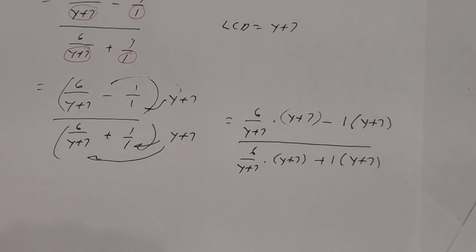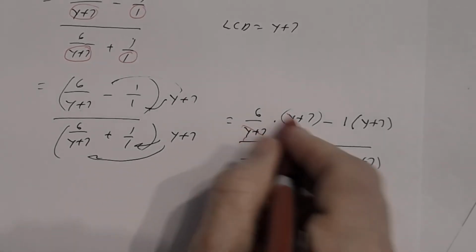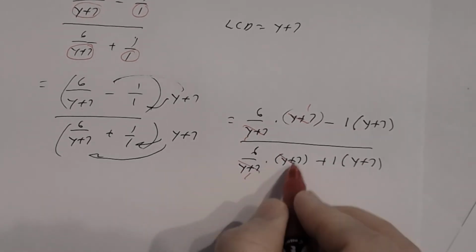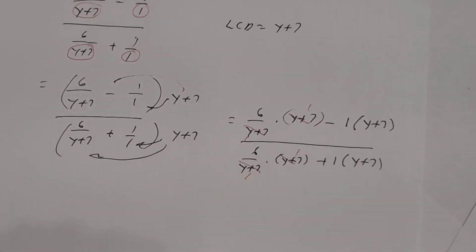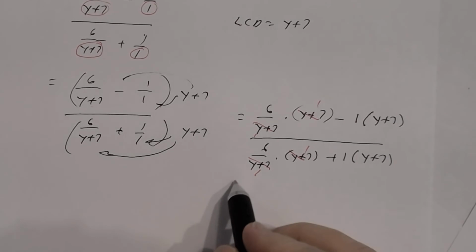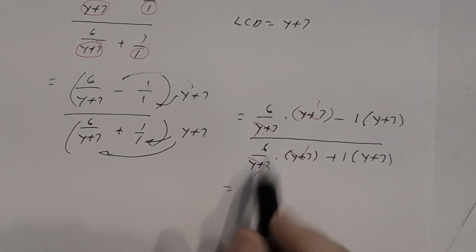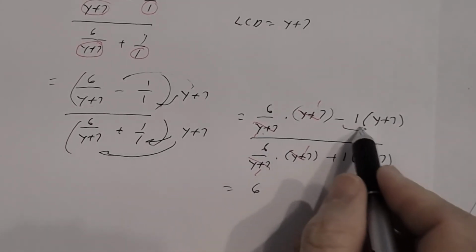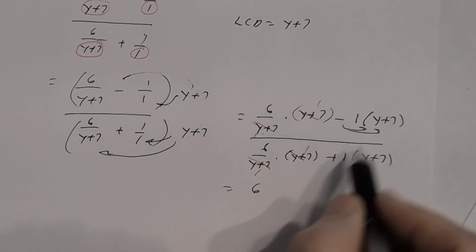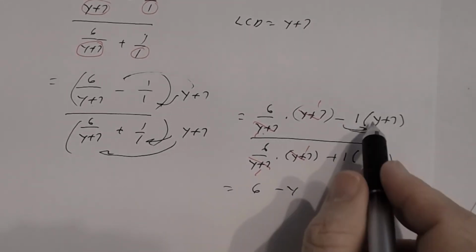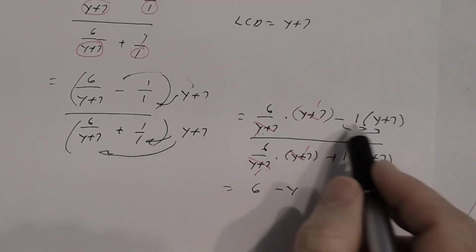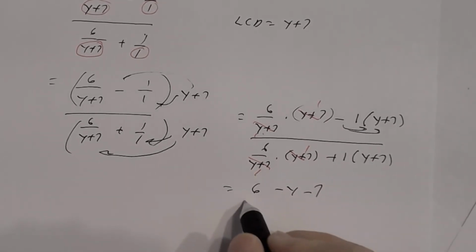Okay, so now let's reduce. So the y plus 7's divide out, right? Over here as well. And that's about all I can do in terms of reducing. So this becomes 6 times 1 is 6. Now distribute the negative 1. Do y'all see that this becomes minus y? A negative 1 times y is a negative y, and a negative 1 times 7 is a negative 7.